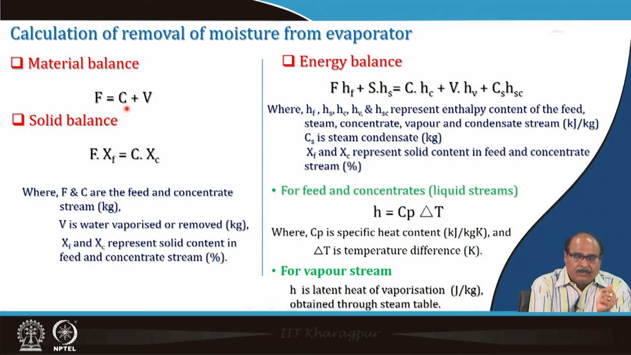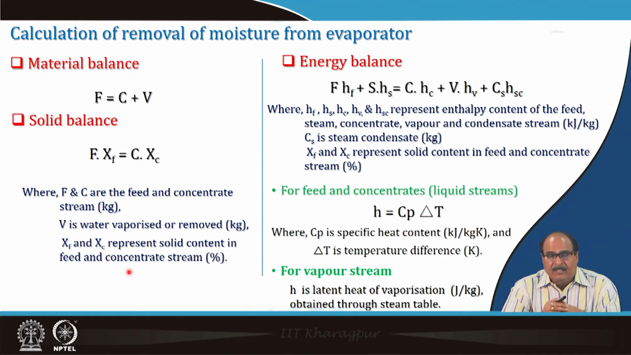The moisture balance is F equal to C plus B, or the solid balance is F XF equal to C XC, where F and C are the feed and concentrate, B is the water vaporized and removed, and XF and XC represent the solid content in the feed and concentrate streams. The energy balance can be written as F HF plus S HS is equal to C HC plus B HB plus CS HSC, where HF, HS, HC, HB and HSC represent the enthalpy content of the feed, steam, concentrate, vapor and condensate streams. CS is the steam condensate.